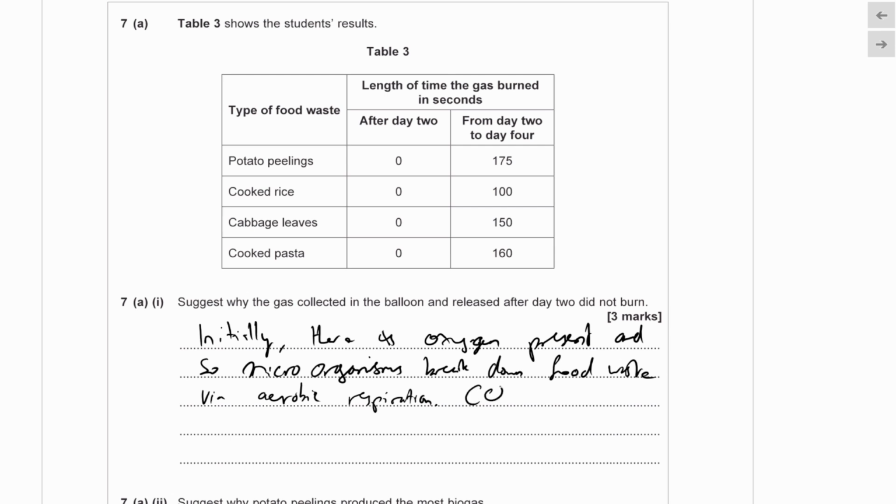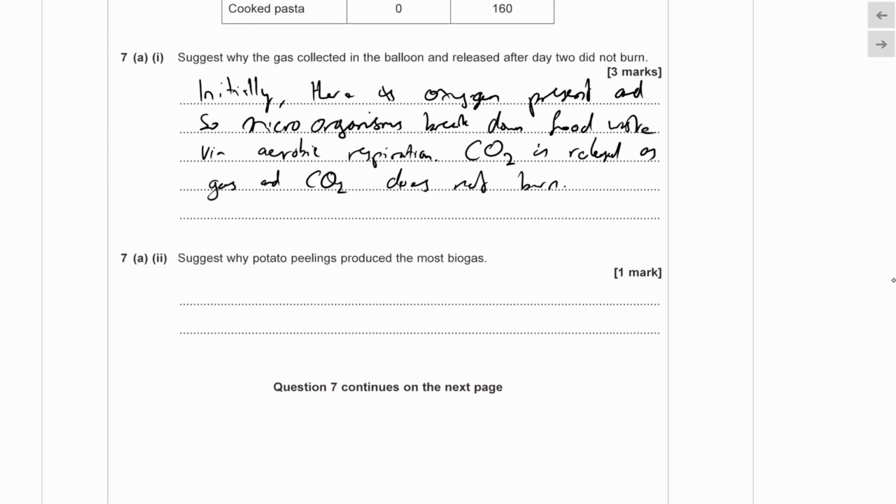So CO2 is released as a gas, and carbon dioxide doesn't burn. Does not burn. Alright, you should know that carbon dioxide is not used as a fuel. That is actually the product when you carry out a combustion, when you burn fuel. So carbon dioxide itself is not going to burn. And if carbon dioxide is the gas that we've released into the balloon, then obviously it's not going to burn, and that's why at day 2 we are not burning any gas.